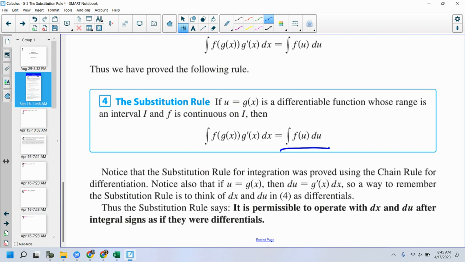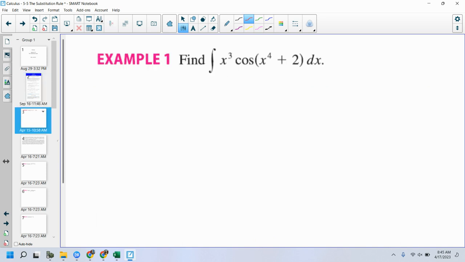And notice what else changes: dx becomes du. Honestly, that really is just notation. It's actually in bold down here: it is permissible to operate with dx and du after integral signs as if they were differentials. And that's really what we'll do here at the beginning. Okay, so let's work through an example. How does this apply? How does this work?